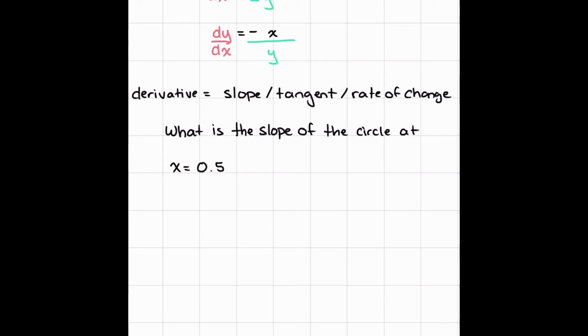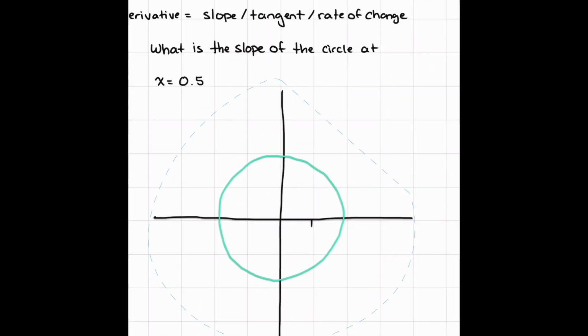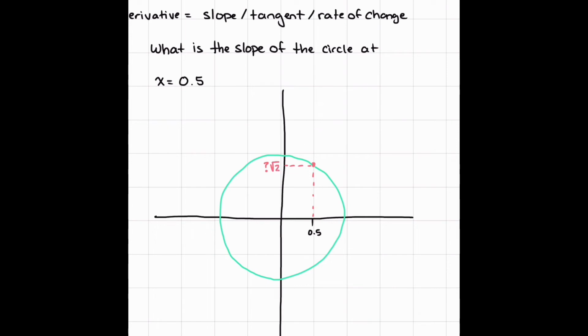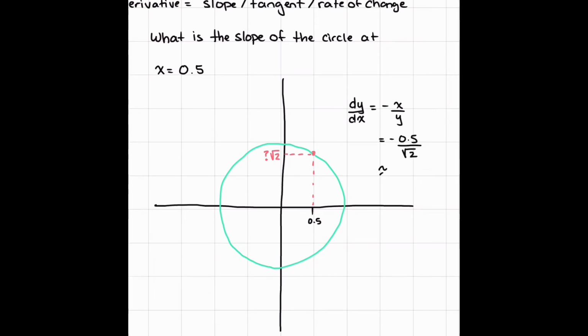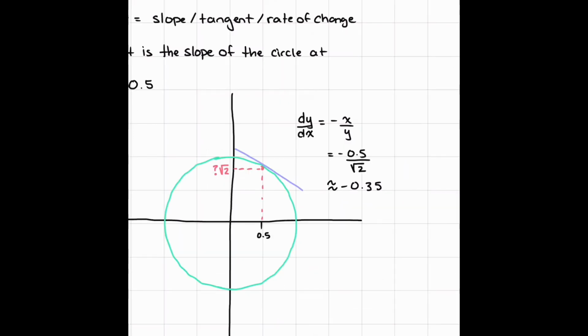So let's try to find the slope of the circle when x is equal to 0.5. So you might recall the unit circle. When x is equal to 0.5, what does y equal? That's going to be root 2. So let's plug that into our equation. That gives us approximately negative 0.35. That will give us the slope of the purple line here going in the negative direction at approximately negative 0.35.